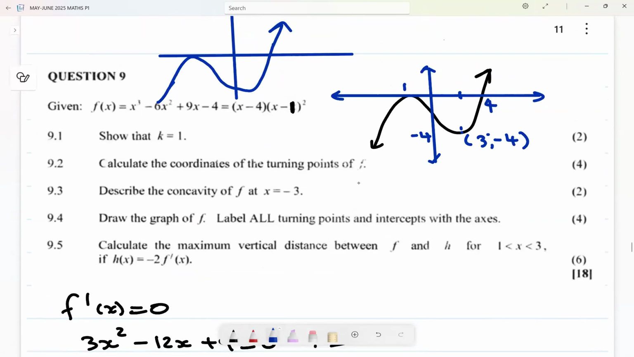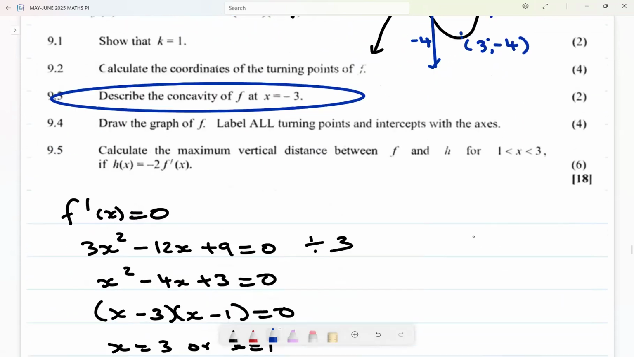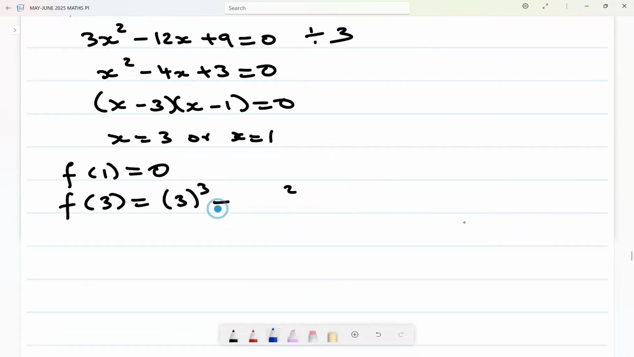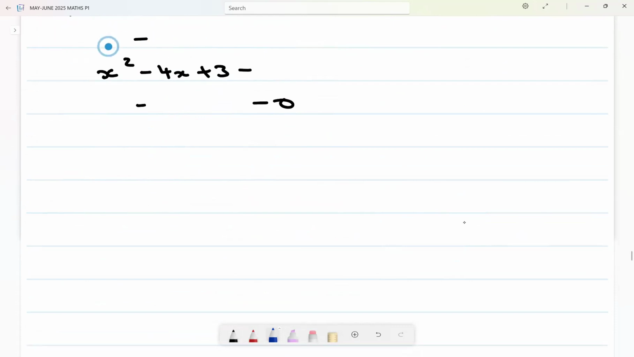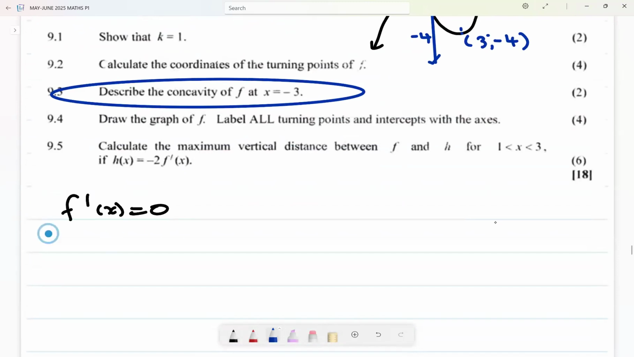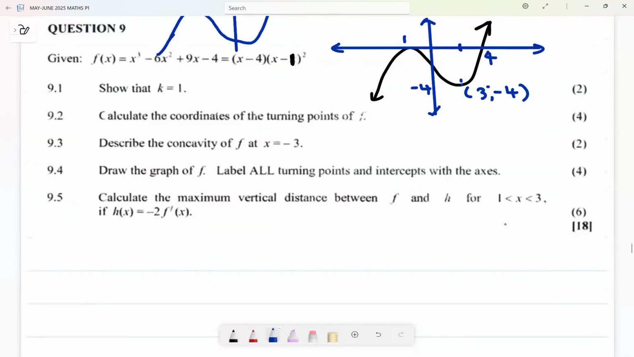They say, explain the concavity at x is equal to -3. We want to see when x is equal to -3 whether our graph is concave up or concave down. So let's first start by seeing how much our point of inflection is. Our point of inflection is going to be 2. How do I know?